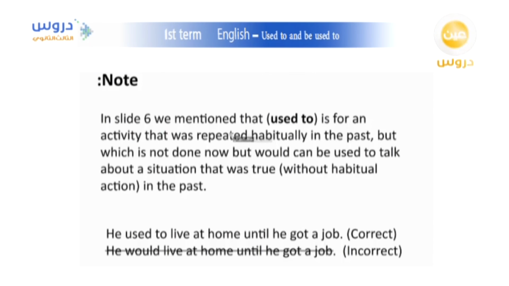In slide 6, we mentioned that used to is for an activity that was repeated habitually in the past, but which is not done now. But would can be used to talk about a situation that was true without habitual action in the past. So now if you look at these examples, you'll figure out the difference between using would and used to. But you think there are a bit of differences between these words, Muhammad. Like for example, can you give me an example, Muhammad?